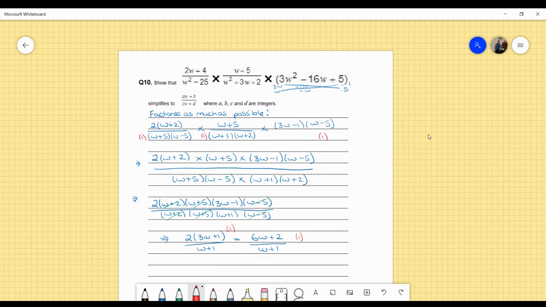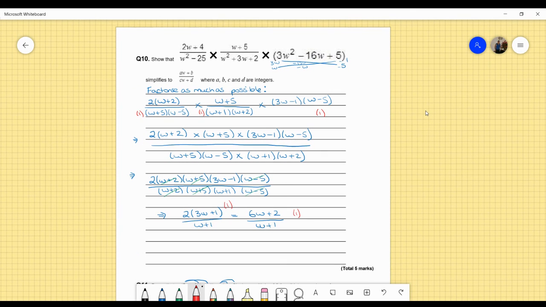Question 10. Okay, so question 10 was quite difficult. There's a lot going on in this particular question. It is a show that, therefore a prove question. However, it's again using your vast knowledge of algebraic fractions to be able to do this. The easiest way to tackle this question before you start trying to multiply anything together is to factorize everything as much as possible. So my 2w plus 4 will factorize to give me 2 brackets w plus 2.